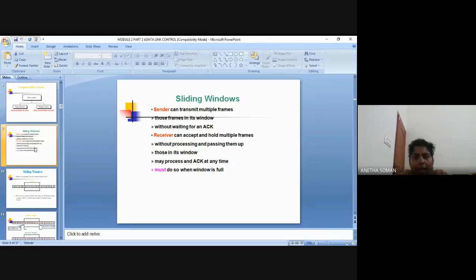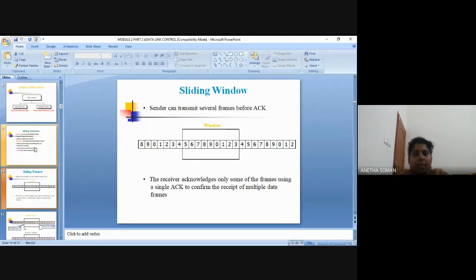Now what happens at the receiver side? The receiver accepts and holds multiple frames. It also has a window, and it will accept and hold the multiple frames. And it will send the acknowledgement whenever it is ready to send it. And it has to send the acknowledgement once the window is full. I'll just explain once again.